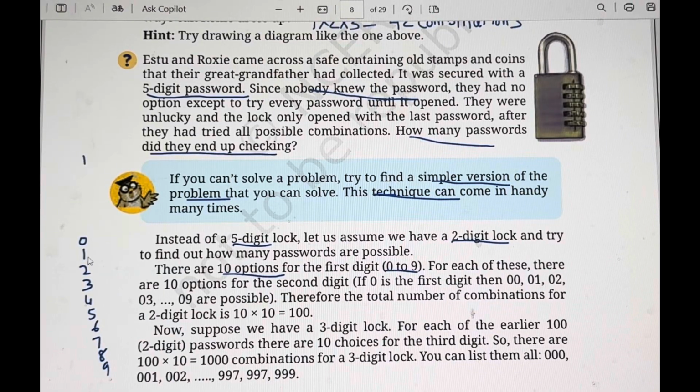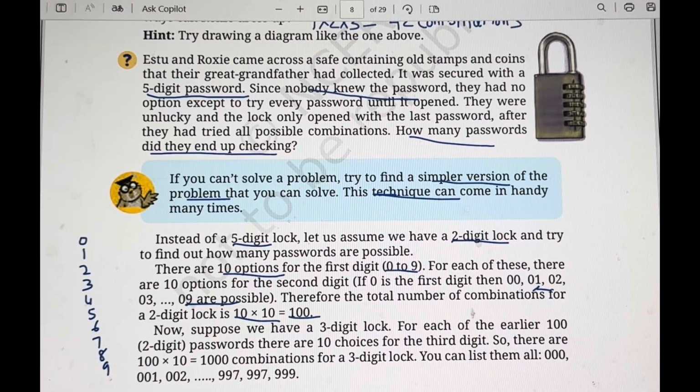Similarly, if you consider first digit as 1, again 10 possibilities. Right? So you can take 1, 0, 1, 1, 1, 2, 1, 3 like that. So for each digit, there are 10 more possibilities, right? Like this. So for 0, we understood 0, 0, 0, 1, 0, 2, till 9. So 10 possibles. So 10 into 10, that is 100 possibilities for a 2-digit lock, right?